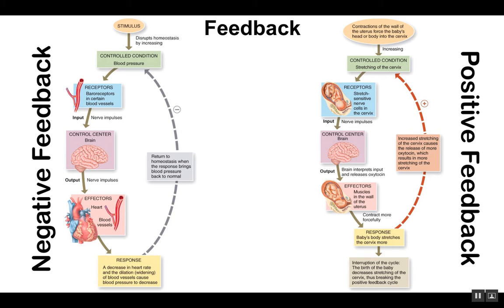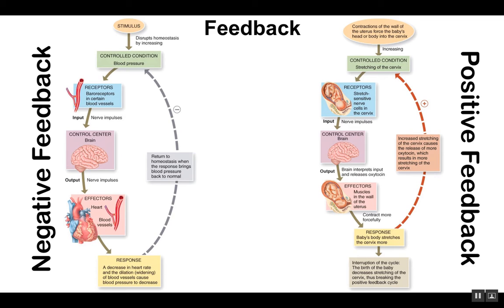The stimulus would be high or low. If blood pressure gets too high or blood pressure gets too low, we need to be able to monitor that, so we have receptors. These receptors happen to be called baroreceptors. Baro means pressure. So these are pressure sensors. You've got sensors in your body in certain blood vessels.